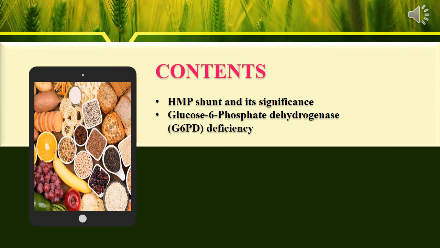What is HMP shunt? Hexose monophosphate shunt. Another name of the pathway is triple P shunt. So what does triple P represent? Pentose phosphate pathway. So HMP shunt may be called either HMP shunt pathway or triple P pathway. Triple P is nothing but pentose phosphate pathway, whereas HMP is hexose monophosphate shunt pathway.